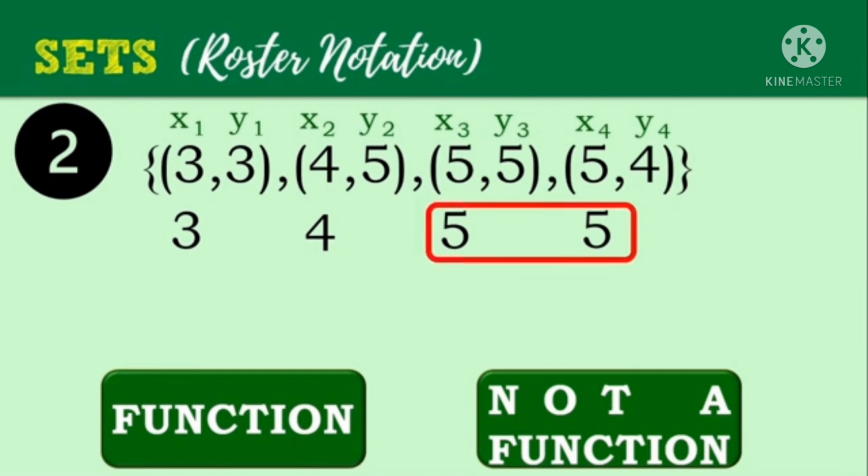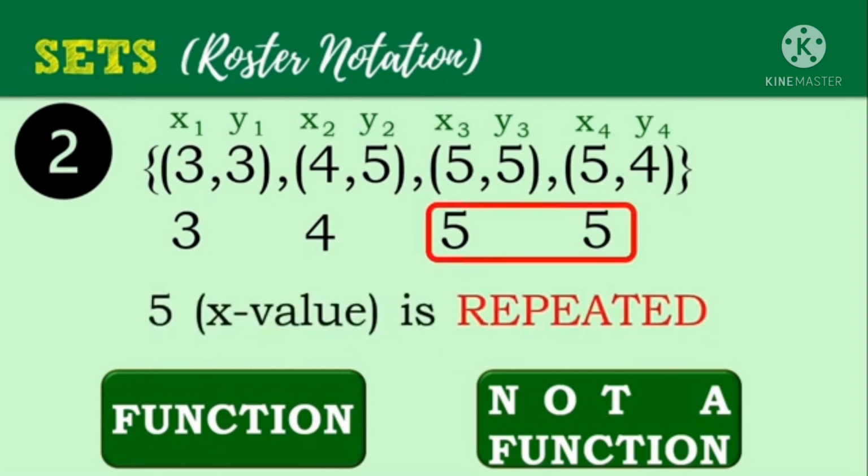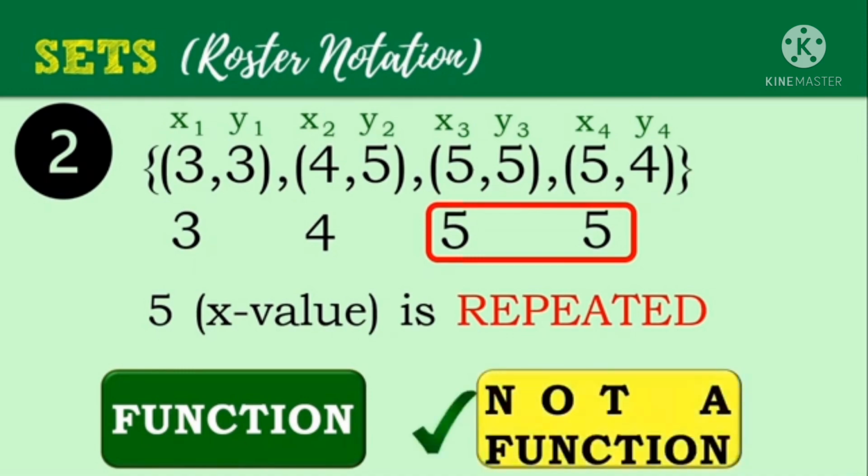Now, notice that here, 5 is repeated. That's the X value. It's repeated. For that element in our domain, we do have two different outputs, which is not anymore the definition of a function. So this is not a function.